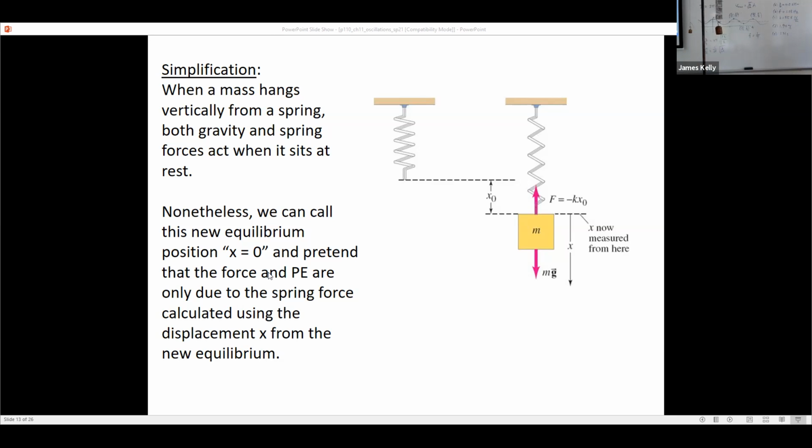If we do that, then we don't have to keep track of the gravity part at all. In other words, I can pretend that if I stretch it down from this new equilibrium position by 2 centimeters, then to calculate the force, it's as if there's only a spring force on it, and the magnitude of the spring force is k times 2 centimeters. And the potential energy stored in it is 1/2 times k times 2 centimeters squared. Of course, there's gravitational potential energy involved, and the spring is actually stretched much more than 2 centimeters from its relaxed length. But it's a great simplification, and it just takes a little bit of work to show that that's true.